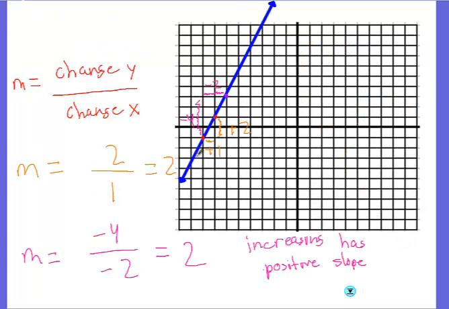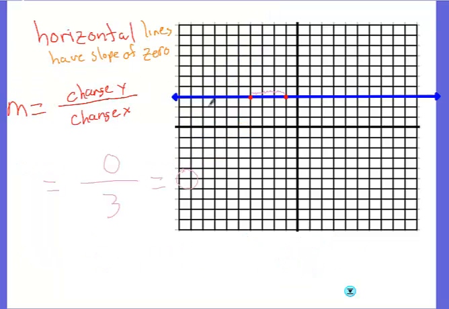Just a quick recap. Increasing lines, aka from left to right, they go up, they increase, always have a positive slope. You find one that doesn't have a positive slope, come talk to me and I'll tell you that's not possible. Horizontal lines always have a slope of 0 because their change in y is 0 since horizontal lines never go up and down. Therefore, every horizontal line has a slope of 0. Again, you're not going to disprove that.